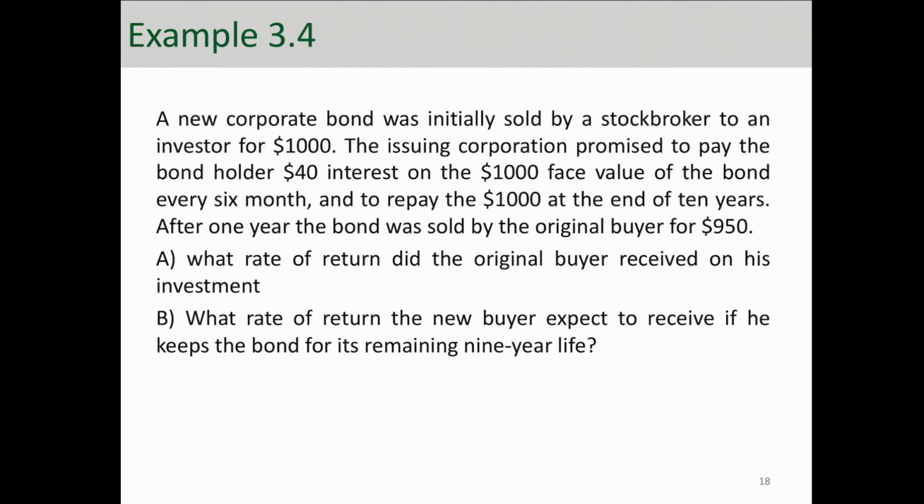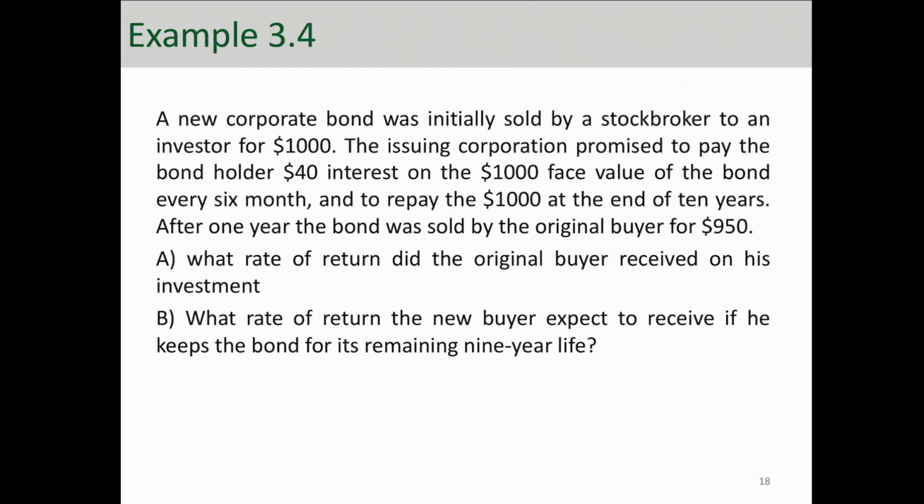In this example, we're going to look at another example to calculate IRR. This one says a new corporate bond was initially sold by a stockbroker to an investor for $1,000. The issuing corporation promised to pay the bondholder $40 interest on the $1,000 face value of the bond every 6 months, and to repay the $1,000 at the end of 10 years.